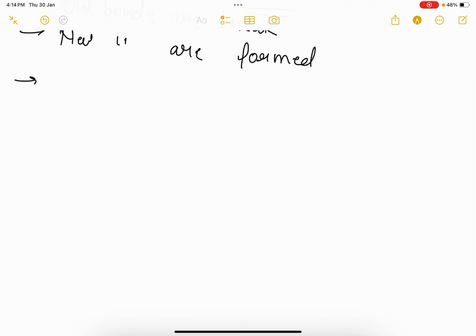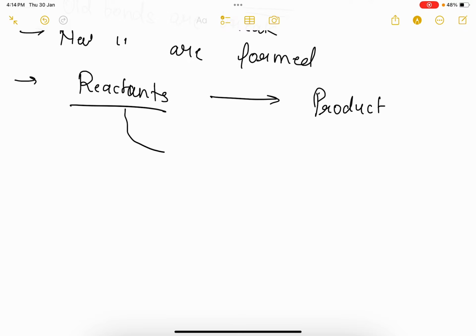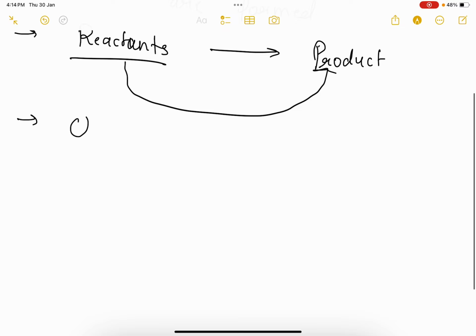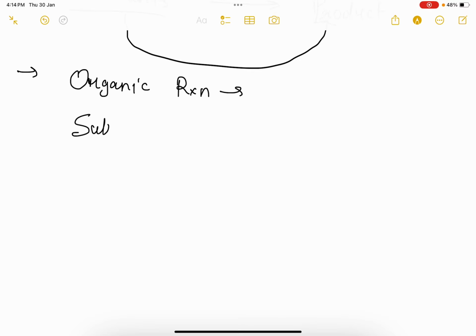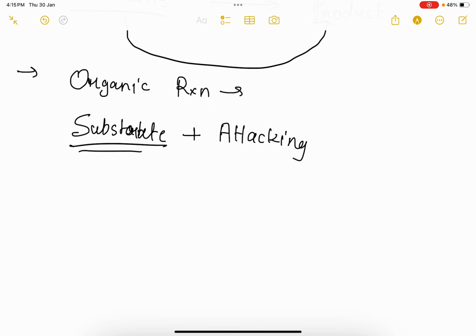Firstly, we have two things in a chemical reaction. First thing is reactants and the other thing is product. In any chemical process, reactant is converted into product. But in an organic reaction, we have some specific things, just like the first thing is substrate. Substrate is a chemical substance which is our reactant, and the second reactant is the attacking reagent.